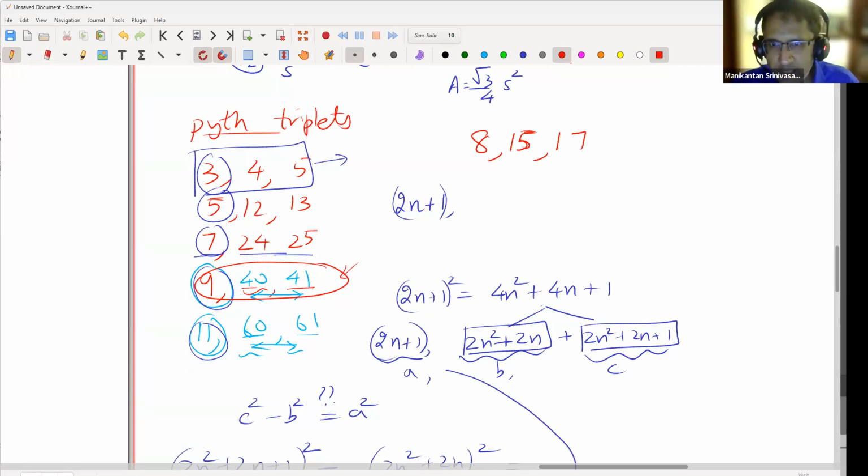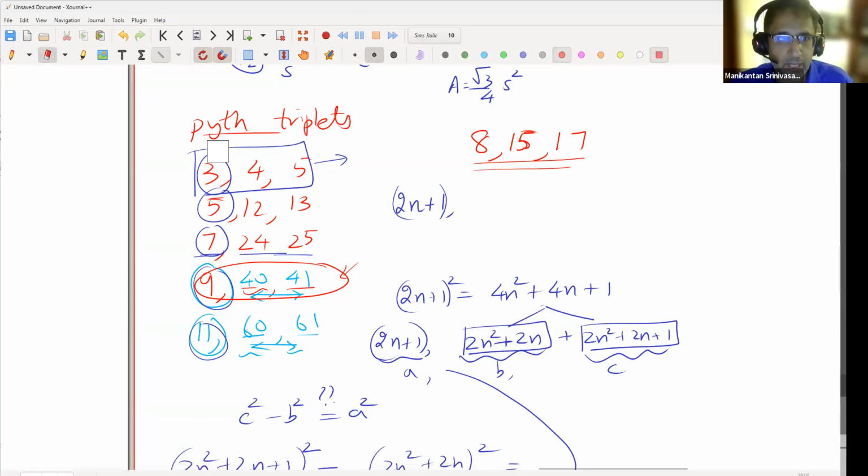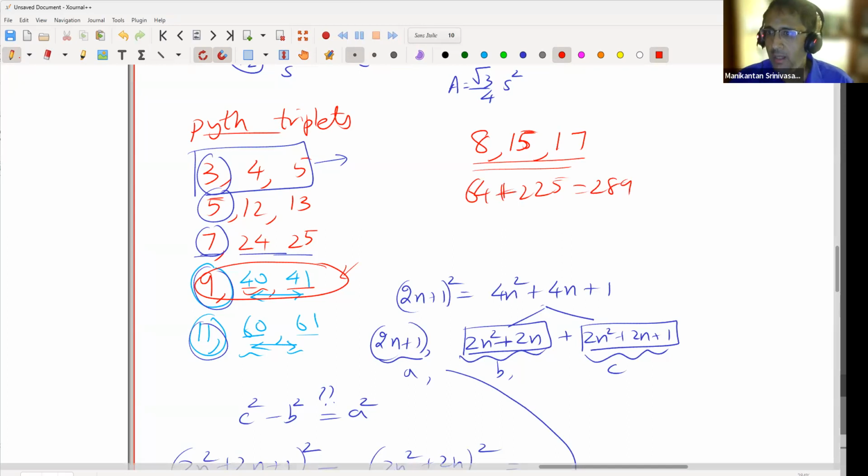Same way, all of these small numbers, 8, 15, 17 is a triplet. You can check that, right? 8 square is 64. Right, 64 plus 225 is indeed 289. And I've told you guys to remember all the perfect squares till 1000 at the very least. If you can remember more, that's better, because competitive maths like AMC do not have calculator.